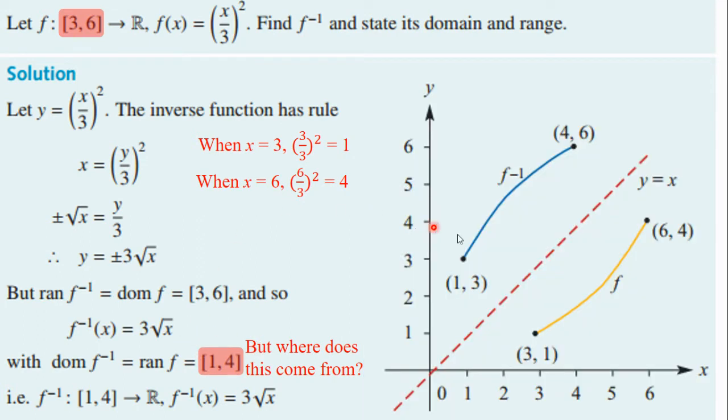So we can see the domain goes from the domain of the original function. So here's our original function, f. The domain goes from 3 to 6, and our range goes from 1 to 4. But on the inverse function, that's swapped around. 1 to 4 is our domain, and 3 to 6 is our range. So our range and our domain swap around.